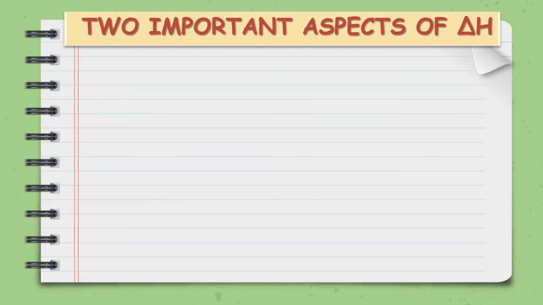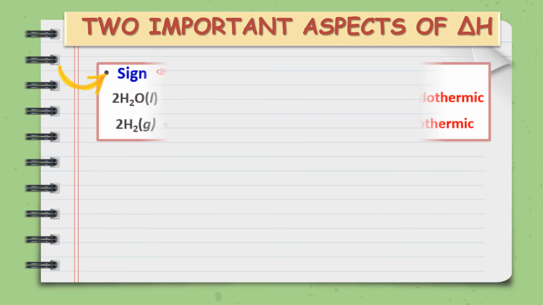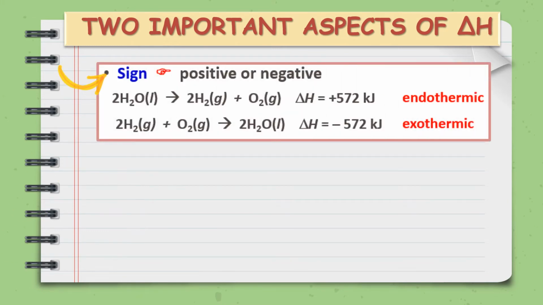Next, the two important aspects of delta H that you need to know. The first one is sign, positive or negative. If you look here at the first equation, I have 2H2O to produce 2H2 plus O2 with the delta H positive 572 kilojoule. So it's an endothermic reaction.